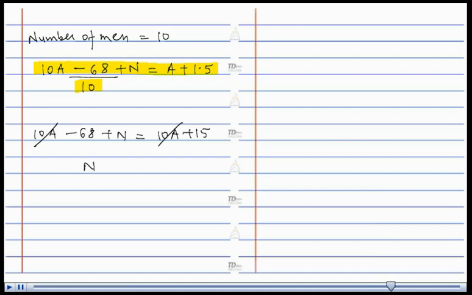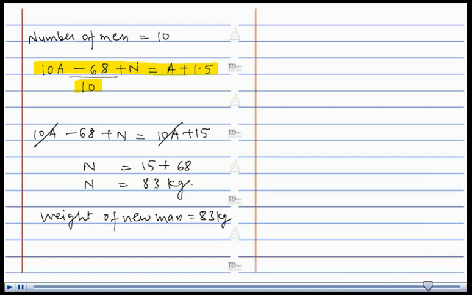From where we get n is equal to 15 plus 68. That is, n is equal to 83 kgs, which means that the weight of new man is 83 kg. So, the correct answer is 83 kgs.